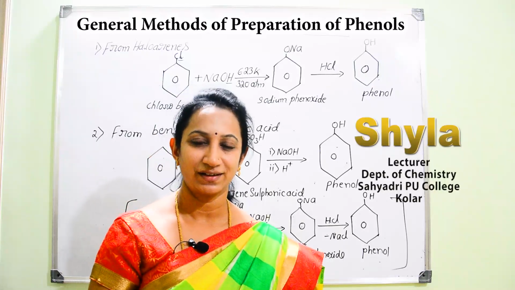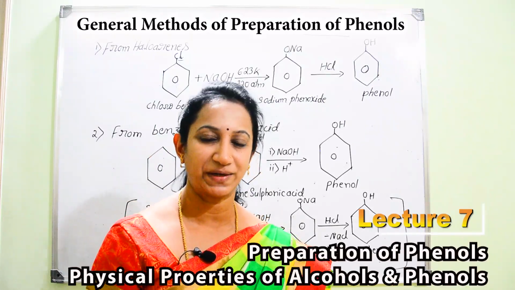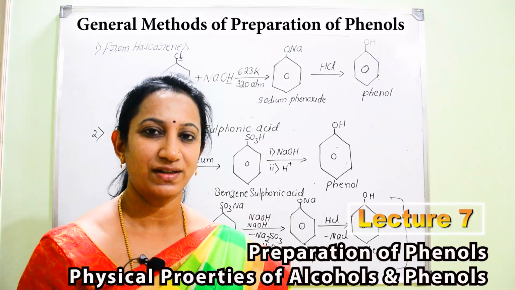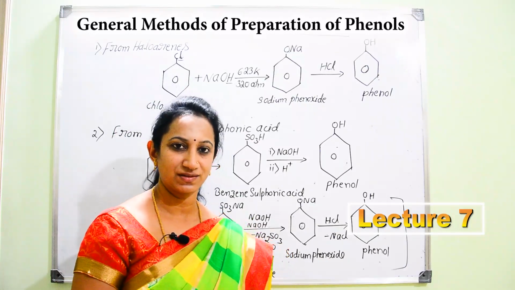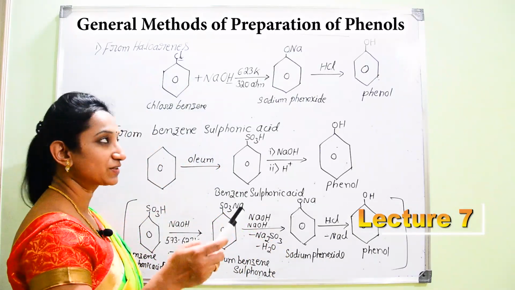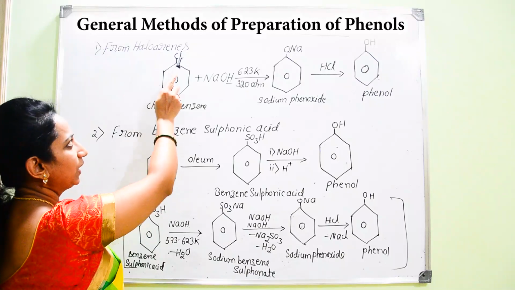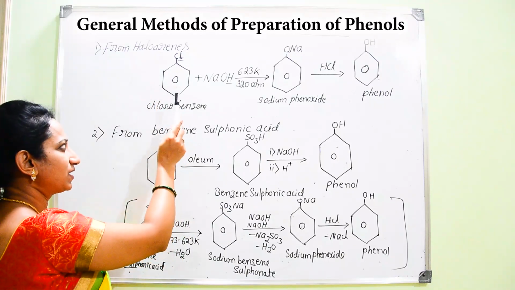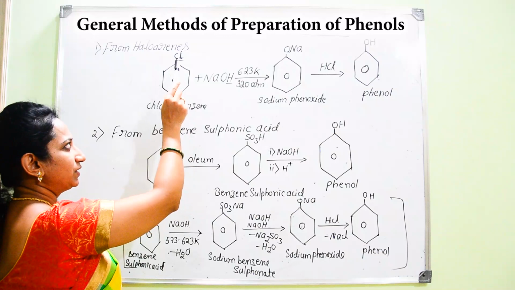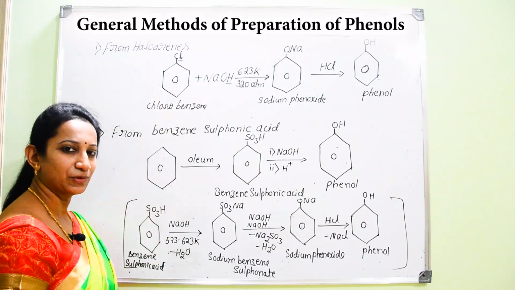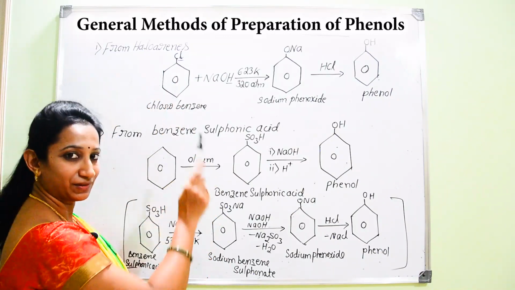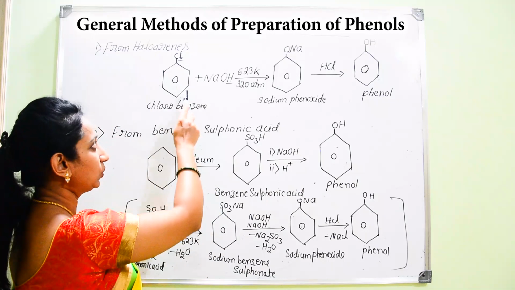Hello everyone. In this video session we are going to learn about preparation of phenols. There are various methods for the preparation of phenols. The very first method we are going to start with is from haloarenes. Haloarenes are those in which the benzene ring is attached to halogen atoms. One example we have taken is chlorobenzene.